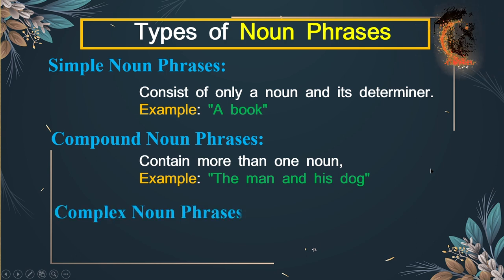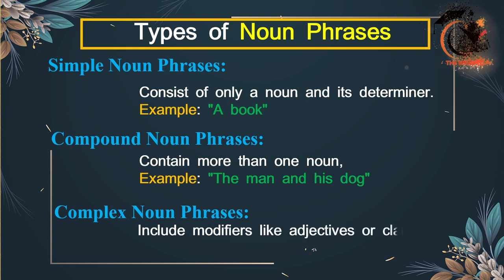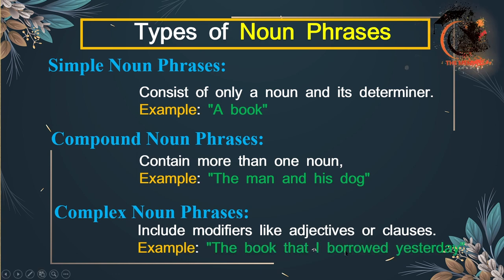Complex noun phrases. It includes modifiers like adjective or clauses. For example, the book that I borrowed yesterday. Now in this case, book is a noun, the is a determiner, and I borrowed yesterday is a clause because it contains I as a subject and borrowed as a verb.